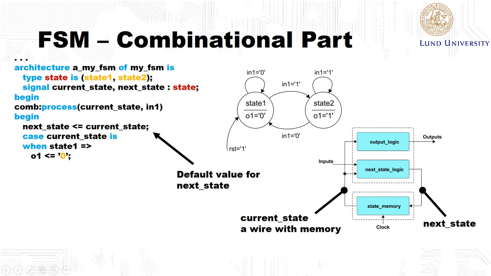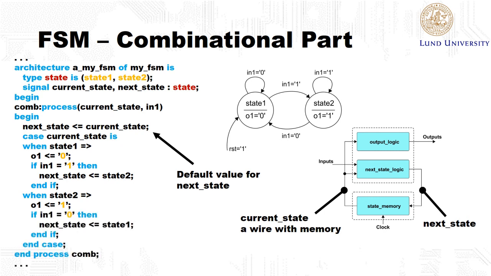So when current state is equal to state 1, the output O1 will become 0. And if the input in 1 is equal to 1, then the next state is state 2. When we are in state 2, the output O1 should be 1, and if the input in 1 is equal to 0, then the next state should be state 1. So note here that in this process we generate values for the output O1 and the signal next_state.